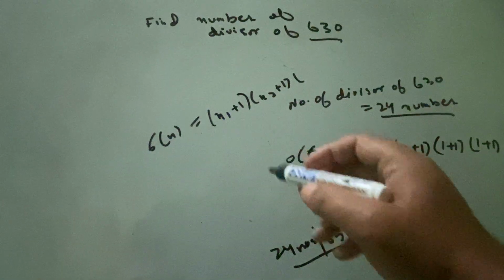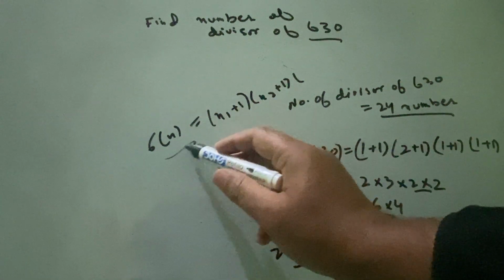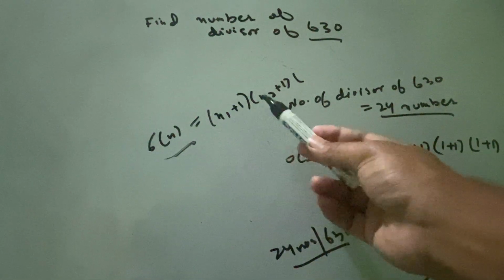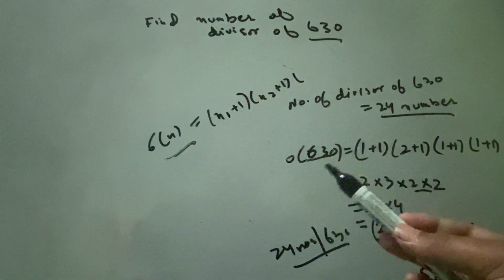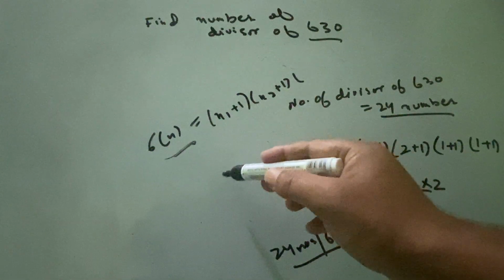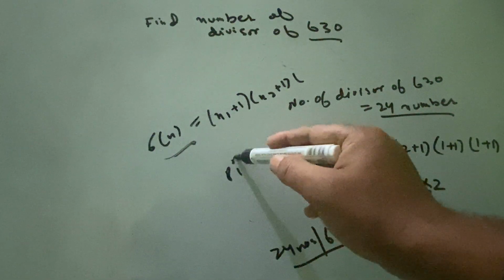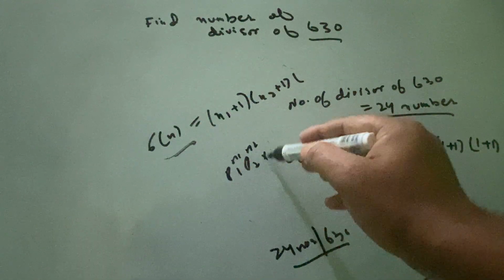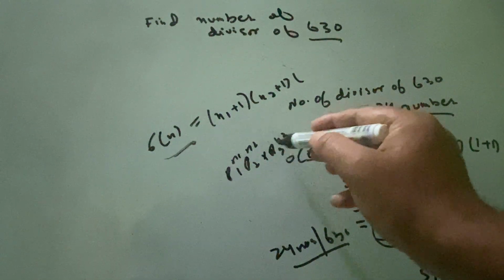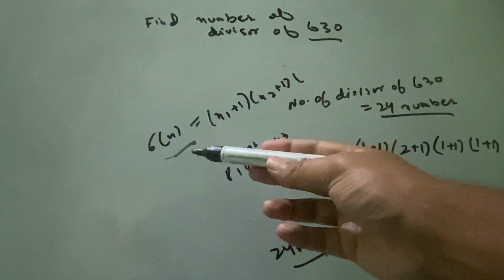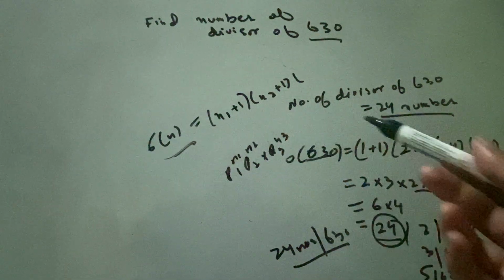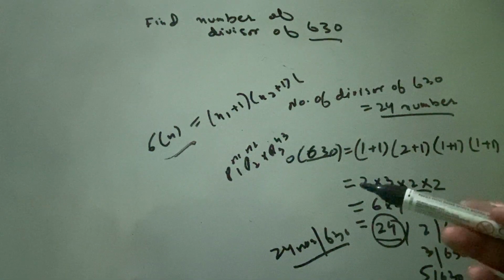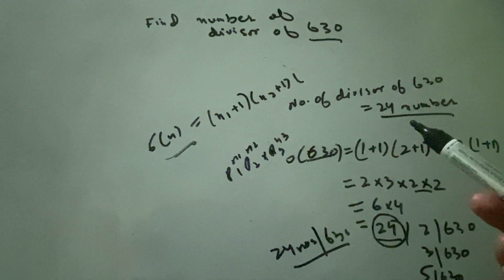You only have to keep this formula in your mind: tau of n, which is used to find the number of divisors. We first break down our number into prime factors, p1 power n1, p2 power n2, p3 power n3. Then we use the tau function: n1 plus 1, n2 plus 1, n3 plus 1. We multiply these and we find our number of divisors.